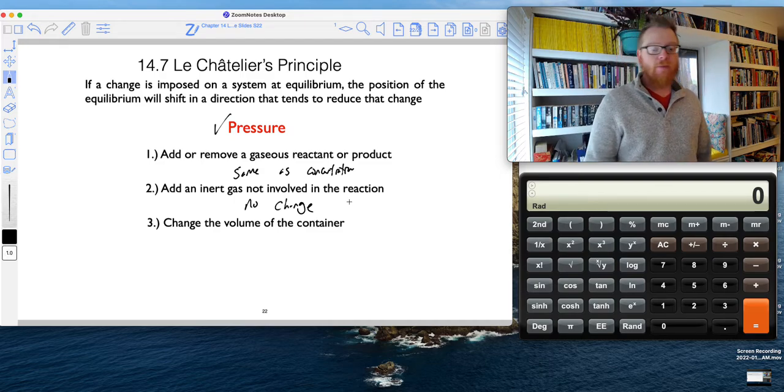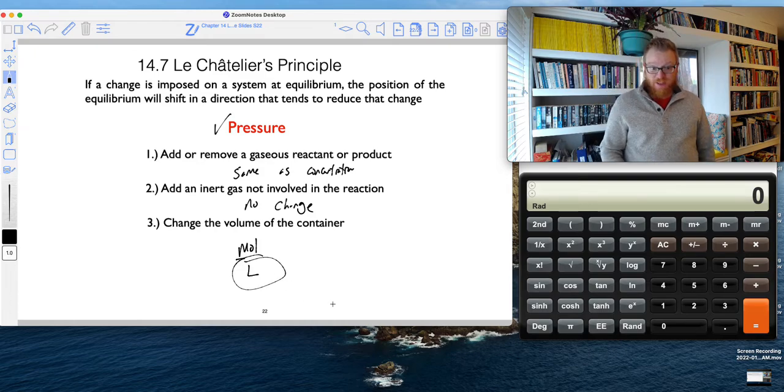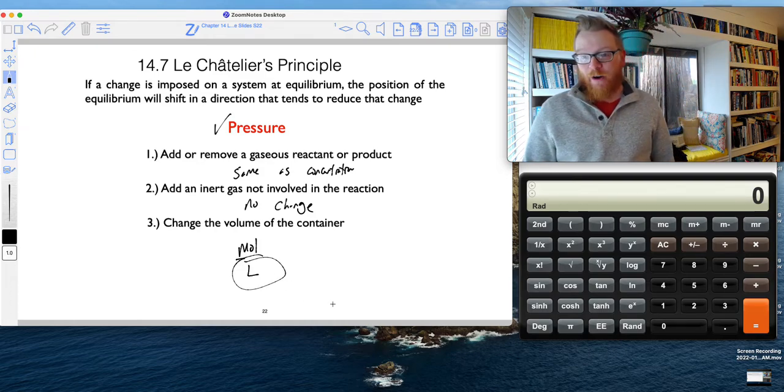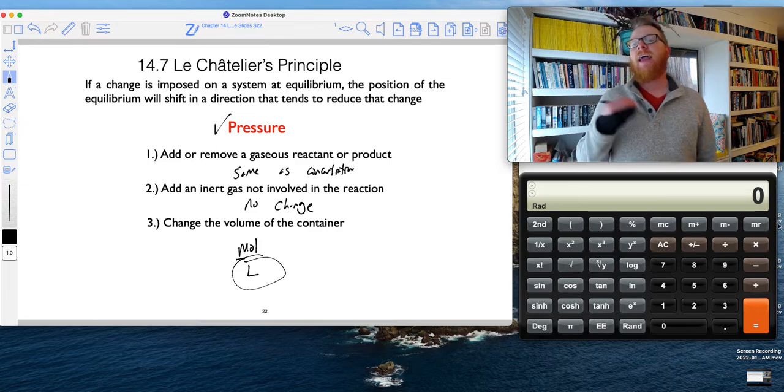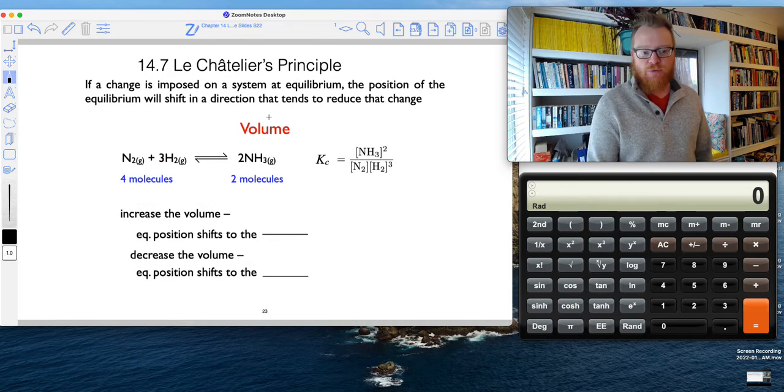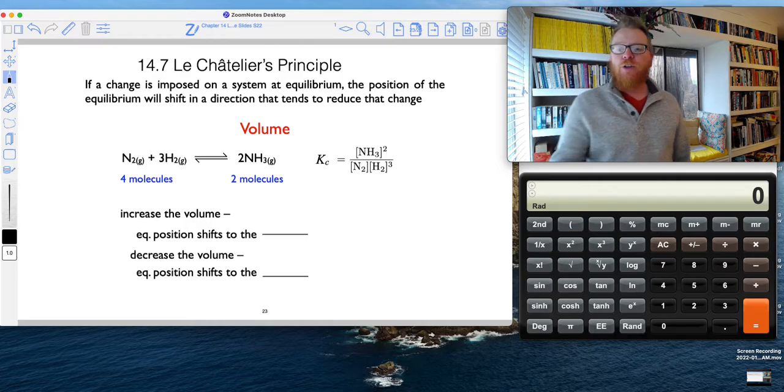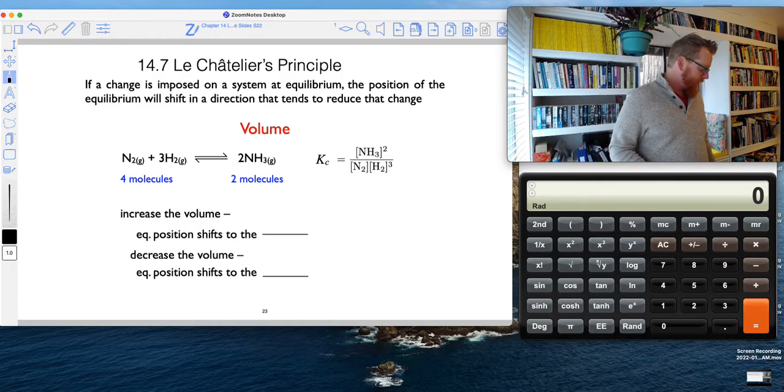Now, what happens if we change the volume of the container? I have another slide for this, but what we need to remember is concentration is moles per liter. So when we change the volume of our container, we are going to be changing the concentration, and the equilibrium position will have to change accordingly. Now, this volume thing can get confusing, so there's an easy way to remember this.